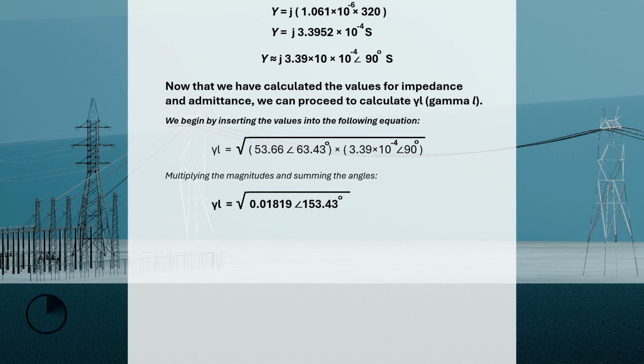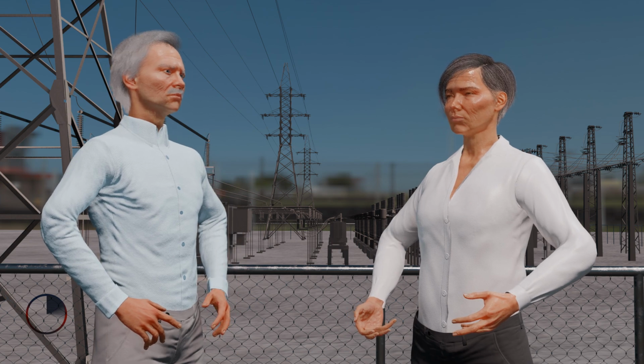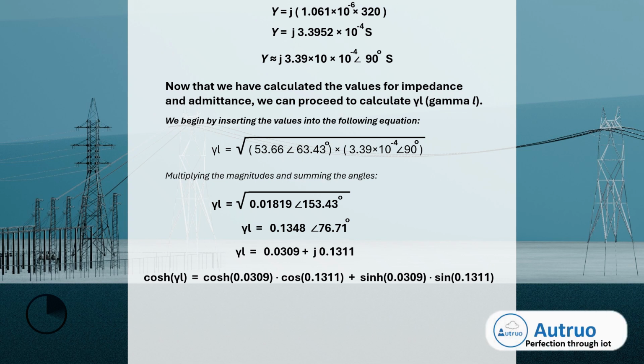Upon further simplification, we get gamma L to be equal to 0.134 at an angle of 76.71. Finally, converting this to rectangular form, gamma L will be 0.0309 plus j 0.1311. Now that we know gamma L, we can calculate the hyperbolic cosine, or cosh gamma L, which is expressed as cosh 0.0309 times cos 0.1311 plus sinh 0.0309 times sin 0.1311.